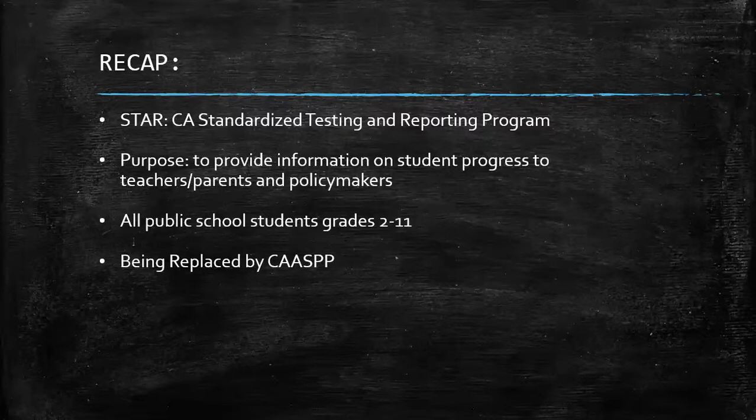And as I mentioned, it's being replaced by the California Assessment of Student Performance and Progress to be more in line with Common Core in terms of getting students to think more critically and justify their answers. But remember, CAASPP is still 2.5 to 5 years down the line. Sacramento's still trying to get all the kinks worked out. But overall, it's meant to be a better indicator of student progress. So that's my presentation on STAR. Thank you, everybody.